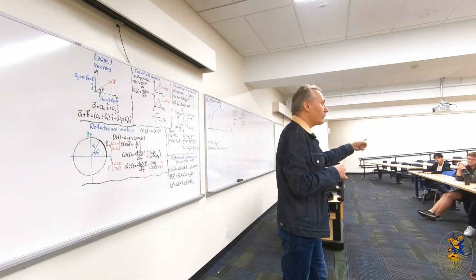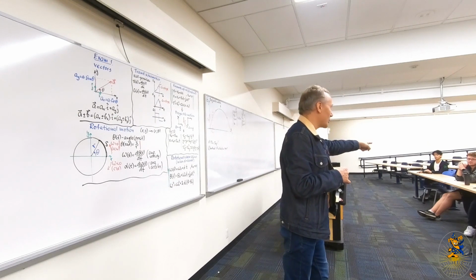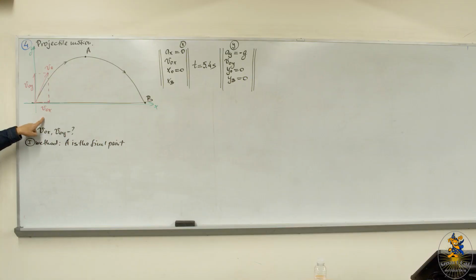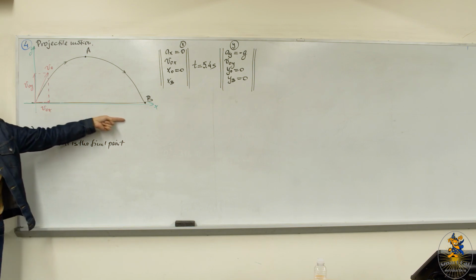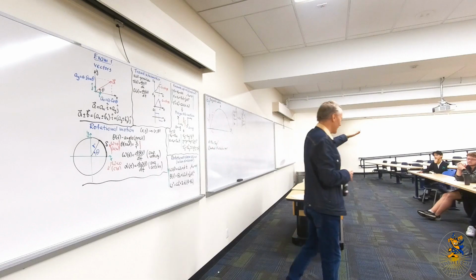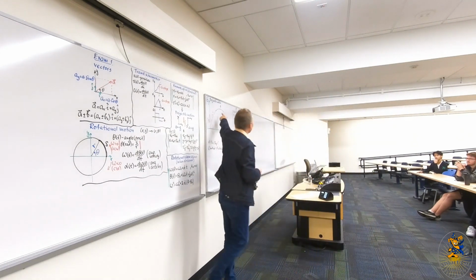Y component of the velocity at point A is 0. X component is not 0, right? X component is still the same as over here. You remember the property of the X component of the velocity. It stays the same throughout the whole motion, and even at the top. So the total velocity at that point is not going to be 0. So the Y component of the velocity at point A is 0.